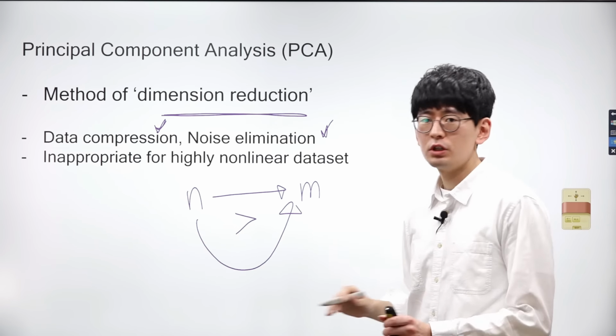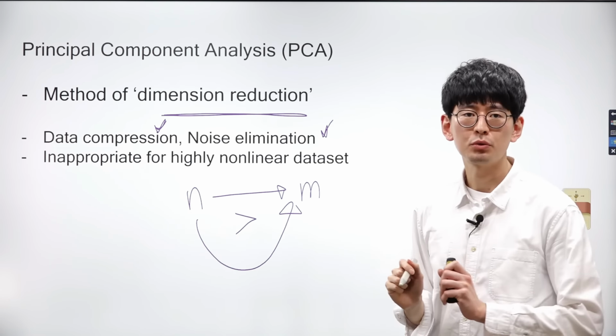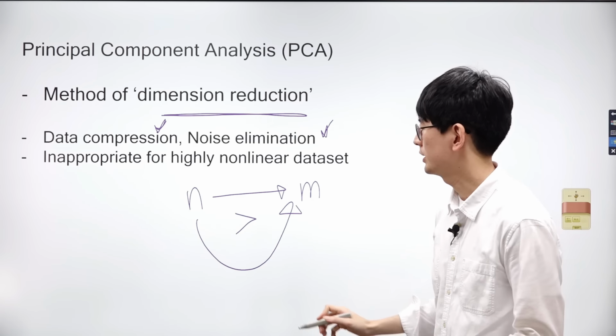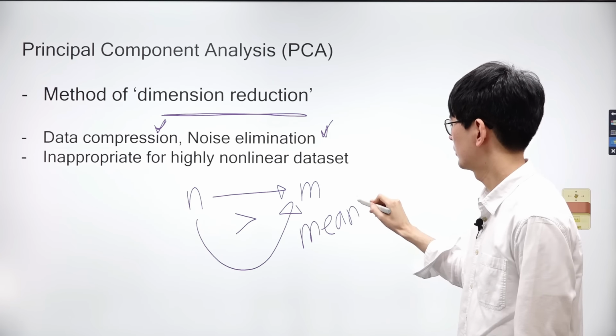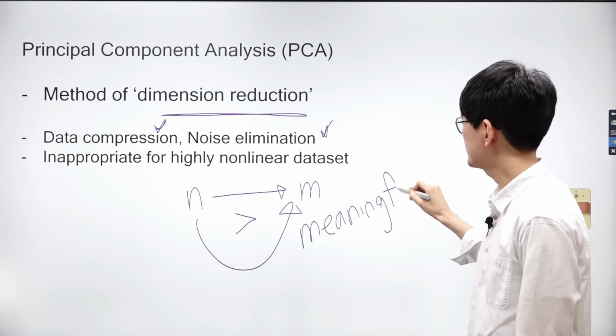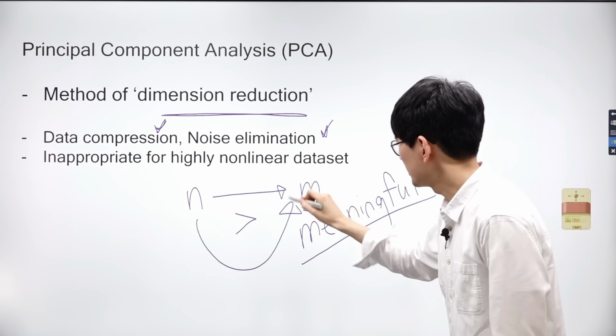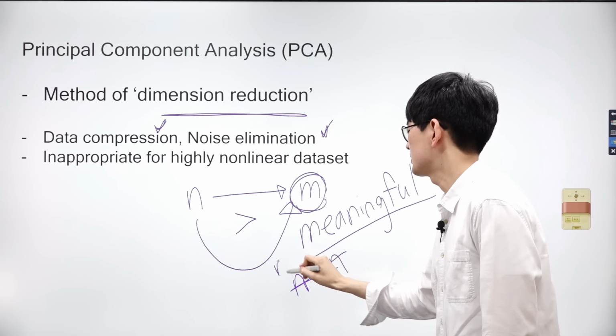However, we cannot randomly eliminate any dimension in the data. Instead, we retain m meaningful dimensions while discarding n-m meaningless dimensions.